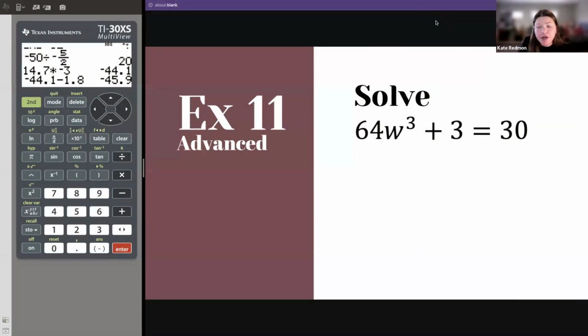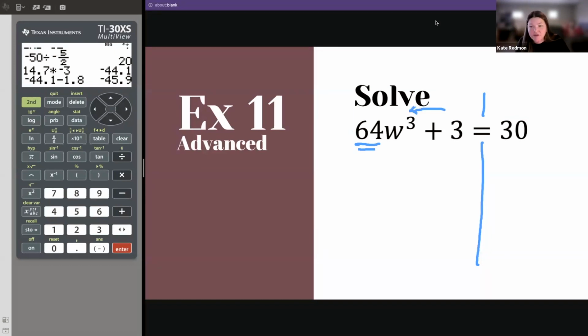Okay, here's another example that looks harder than it is. It's actually fairly simple. So we see 64w cubed plus 3 is equal to 30. So we got a few things to get rid of in order to get w alone. We have this 64, which is shoved up against w, so it's multiplying.